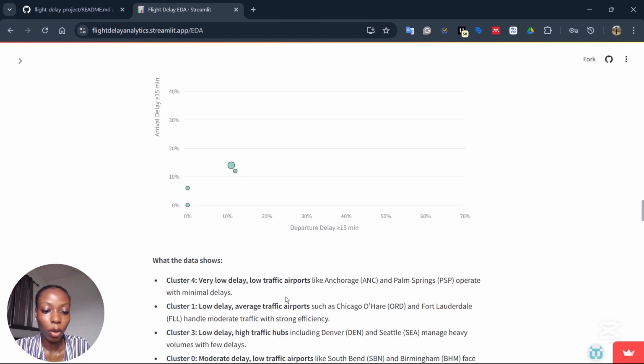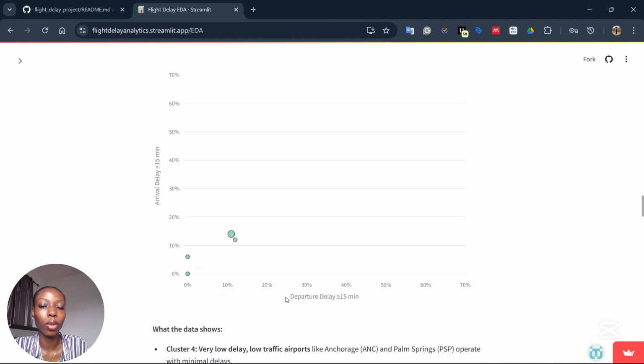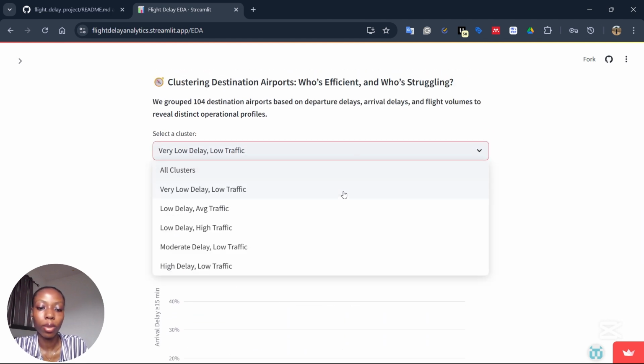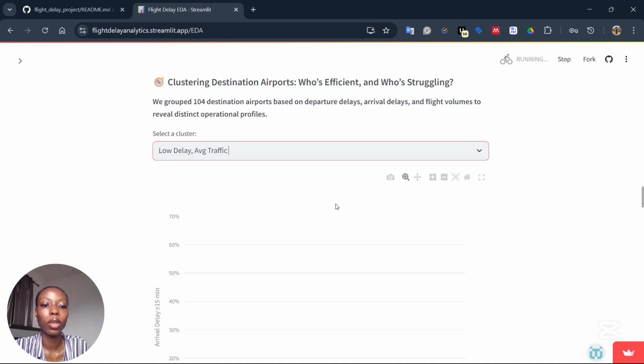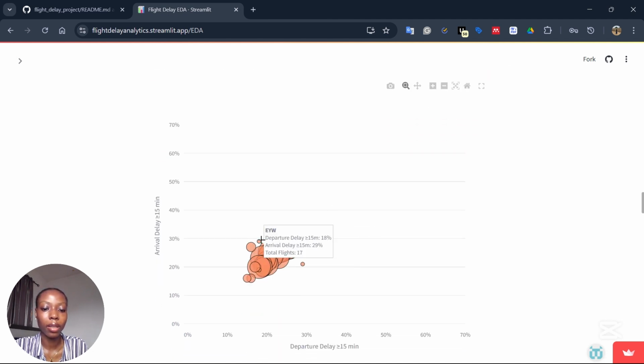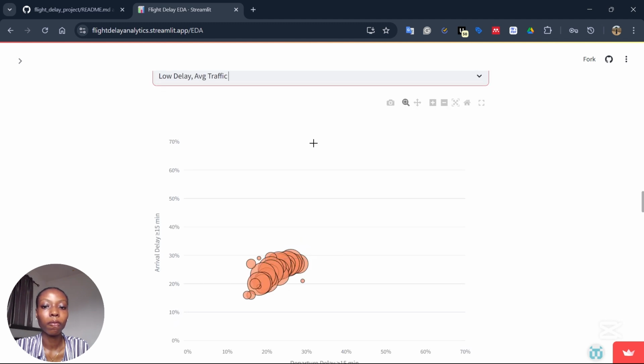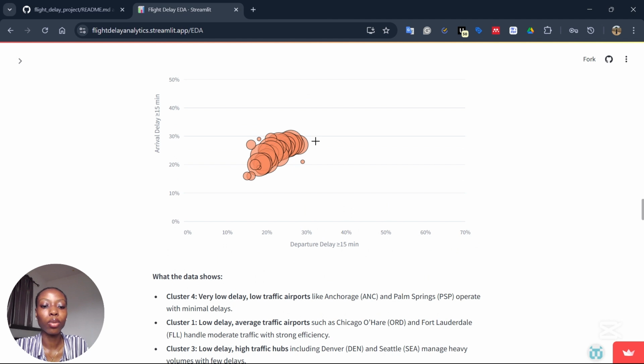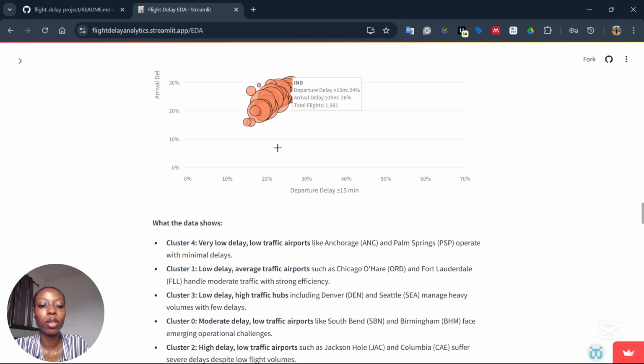Low delay, average traffic airports like Chicago O'Hare and Fort Lauderdale. They handle moderate traffic with strong efficiency. So moving to examine that cluster, the cluster of low delay and average traffic, we can see the other ones have moderate traffic, with less than 5,000 flights majorly, and they still tend to handle traffic efficiently. Moving on to the next cluster, which is the low delay, high traffic hubs.